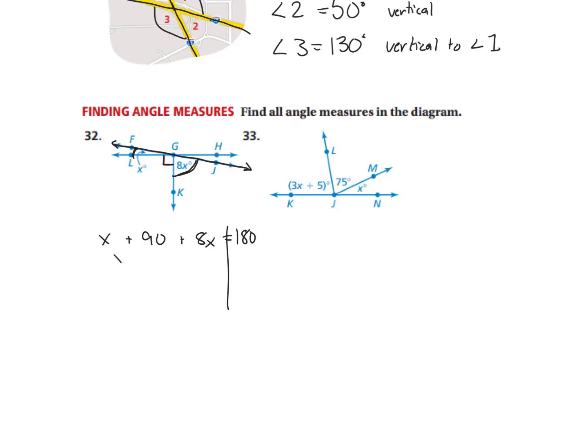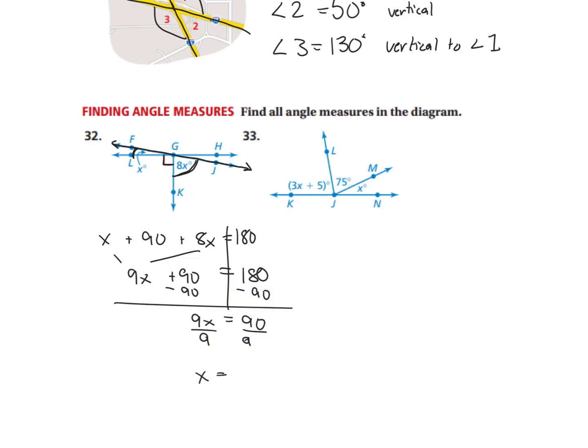So this might be really easy to figure out x, because all I have to do now is combine my like terms, which is 9x plus 90. And if I take away that right angle, all I have left is 9x equals 90. Divide by 9, and x is equal to 10. So, with that being the case, we could say that this angle is 10 degrees, and this angle, 8x, would be 80 degrees. 8 times 10 is 80.